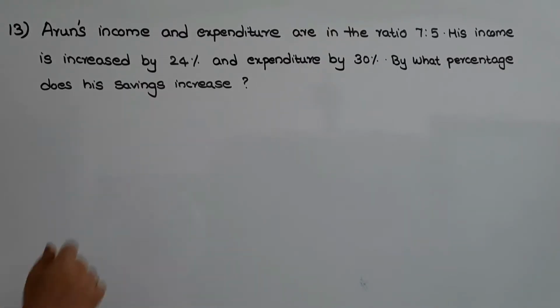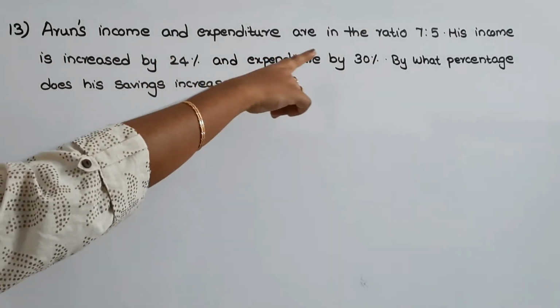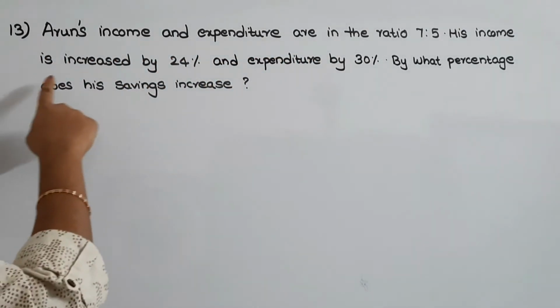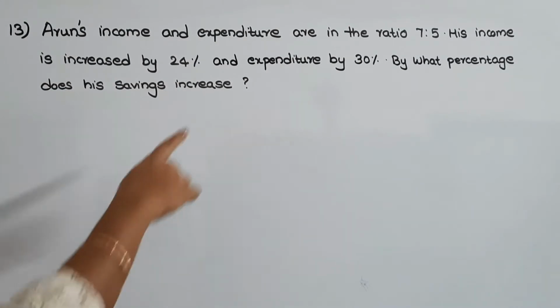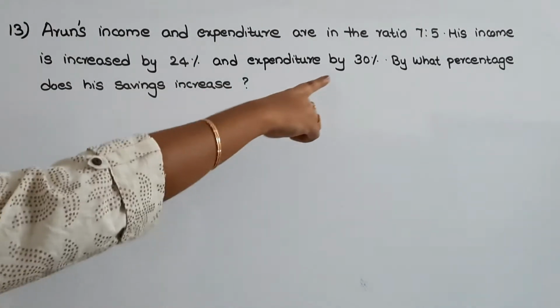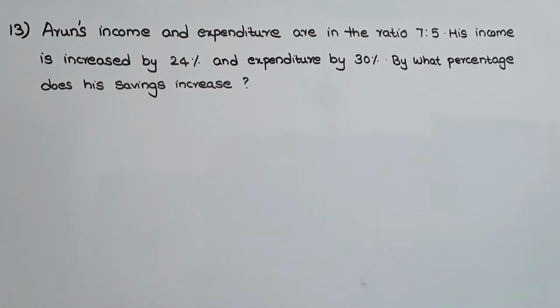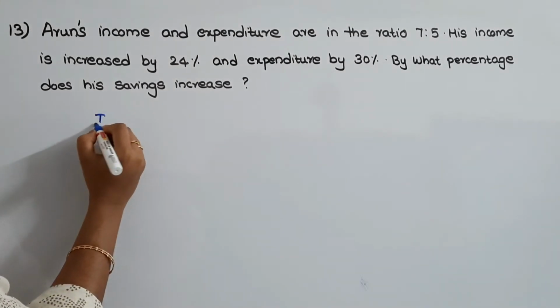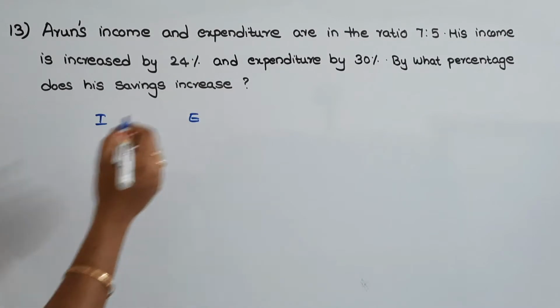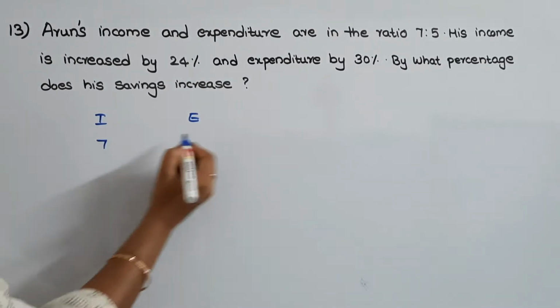The next question is, Arun's income and expenditure are in the ratio 7:5. His income is increased by 24% and expenditure by 30%. By what percentage does his savings increase? So in this question they have given the ratio of the income and expenditure of Arun as 7:5.